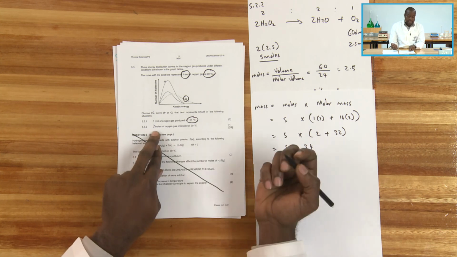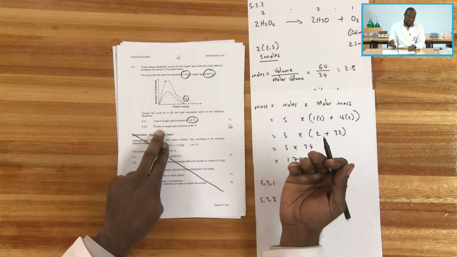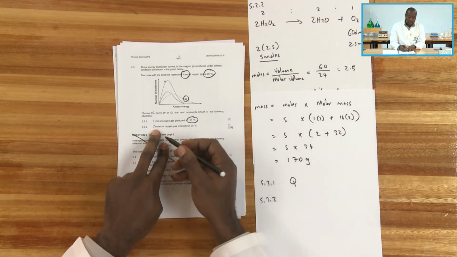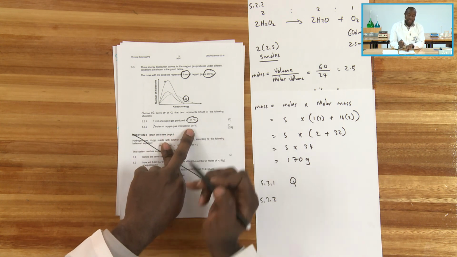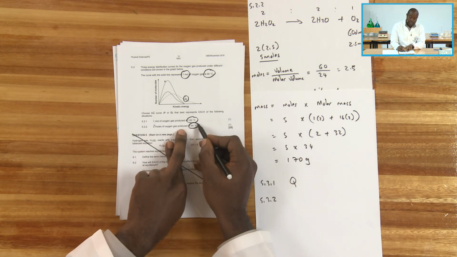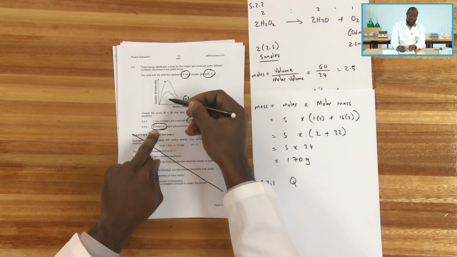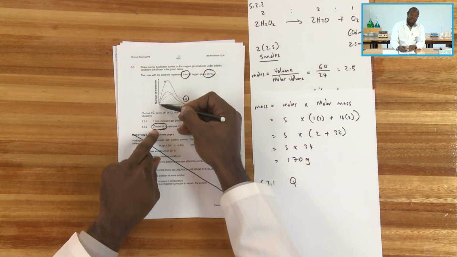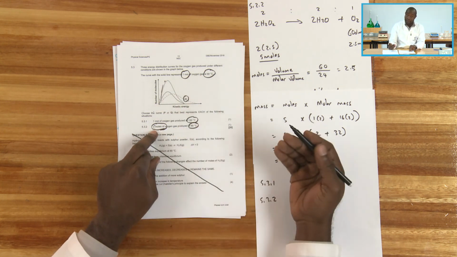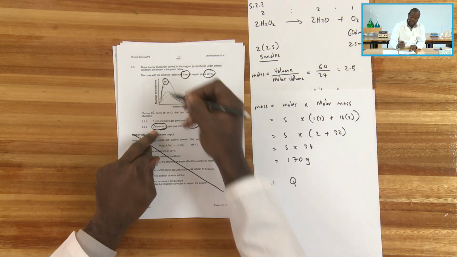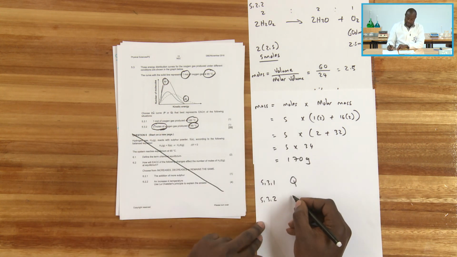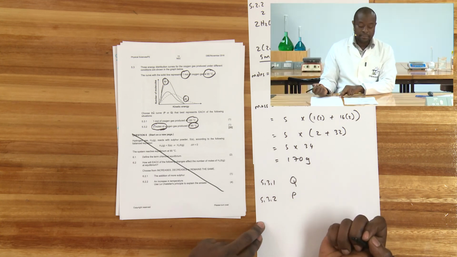5.3.2 says choose the curve that best represents 2 moles of oxygen produced at 90. So our temperature is the same, except that we are now producing 2 moles of oxygen. Therefore, you are going to have a bigger graph with double the volume, and that graph is going to be graph P. So our answer here is going to be P. And this marks the end of our application questions.